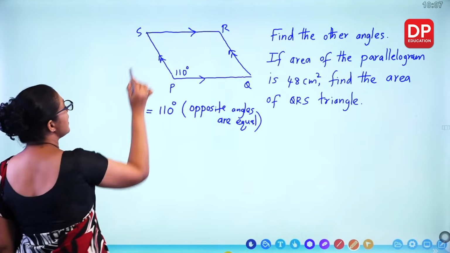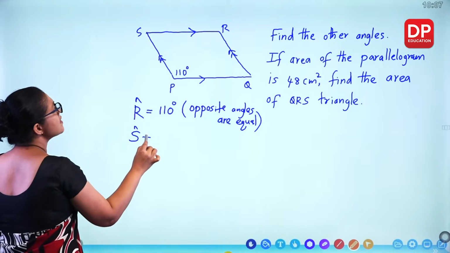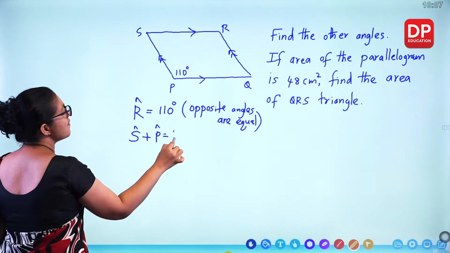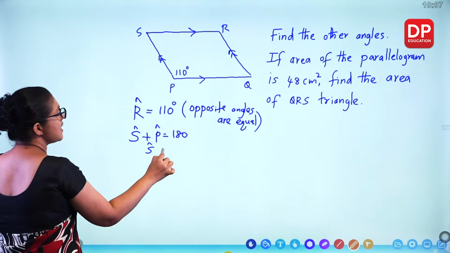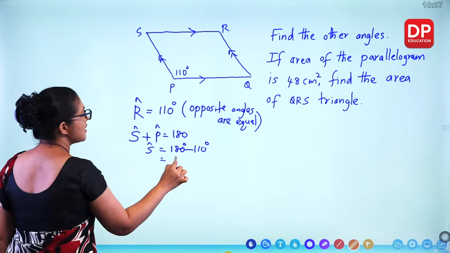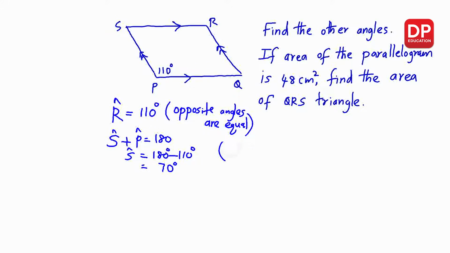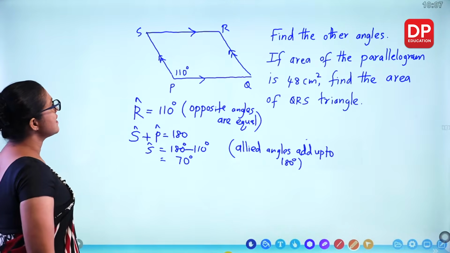Then I can find S using allied angles. S plus P is 180. So what's the S angle? 180 minus 110, I get 70 degrees. What's the reason? Allied angles add up to 180 degrees. So the S angle is 70.